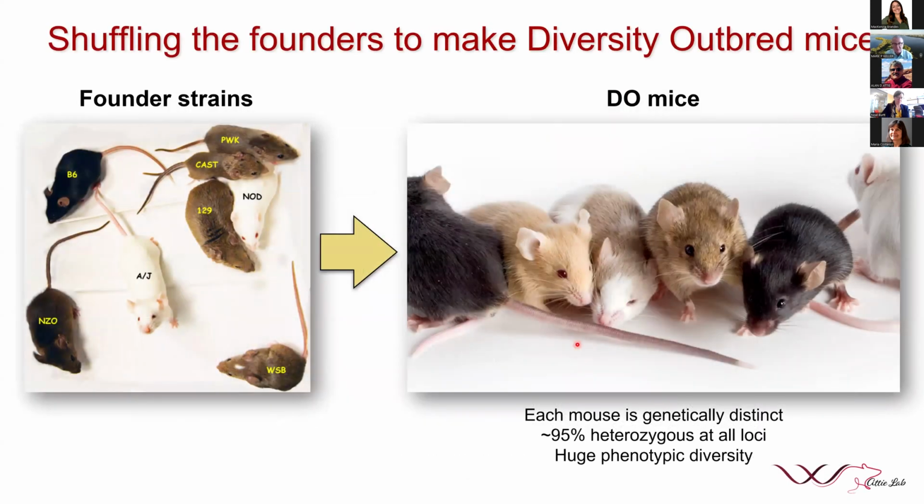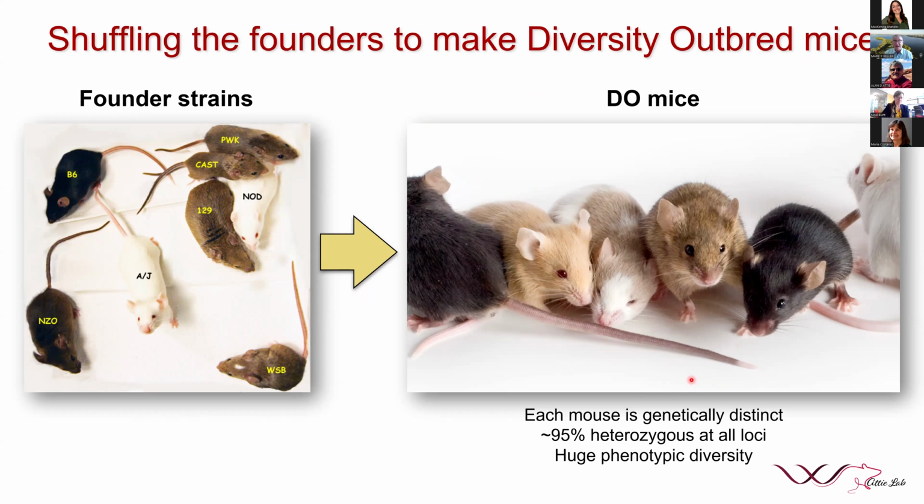Finally, I want to end with 2 more stories because Alan talked about the diversity outbred mice, which are the progeny of taking these 8 founders and shuffling their genomes. And when you do that, you create these amazing mice that are all genetically distinct. They have tremendous phenotypic diversity, and these are more representative of the kind of genetic mosaic nature that exist in humans. They're all genetically distinct. They're not 95% heterozygous at all loci, and they have huge phenotypic diversity.